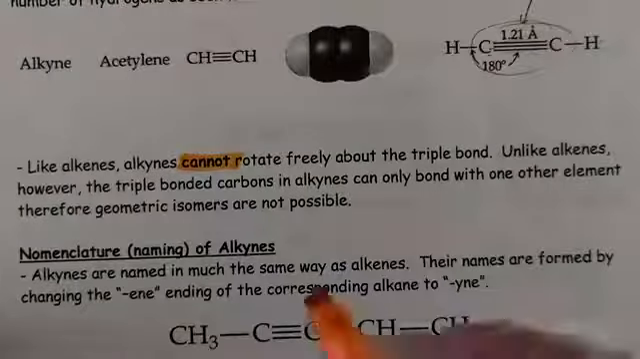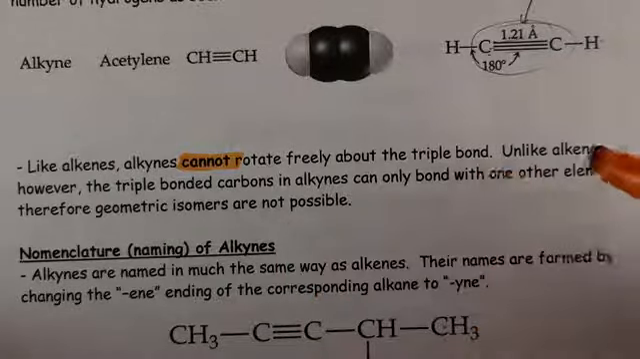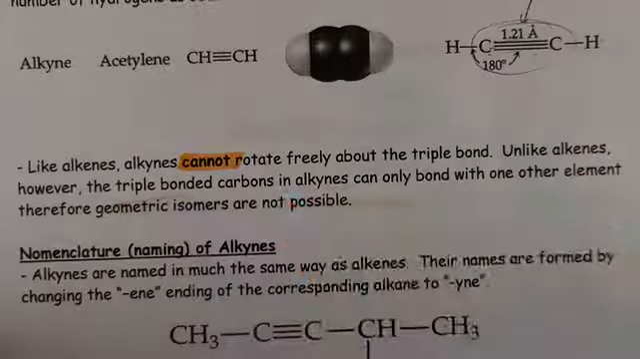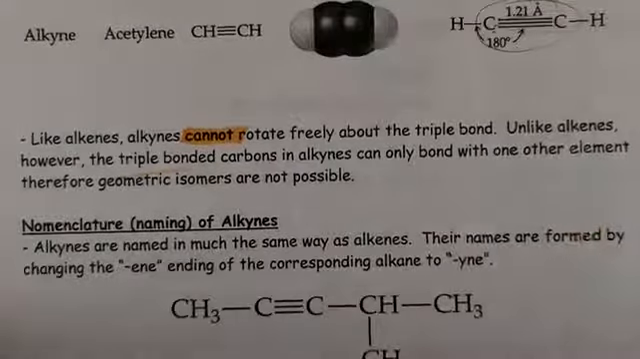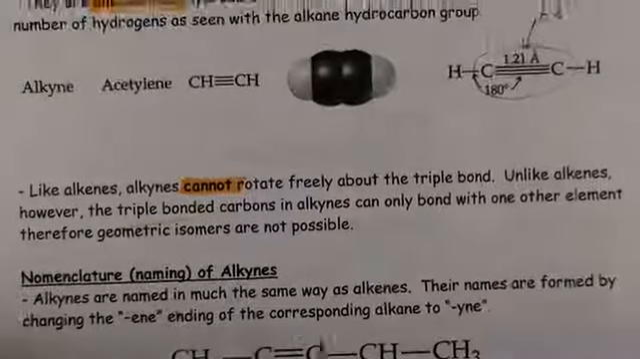Unlike alkenes, however, the triple bond carbons in alkynes can only bond with one other element. Therefore, we don't have geometric isomers because there is only one option here: just carbon bonded to one other item. In this case, it's an H.